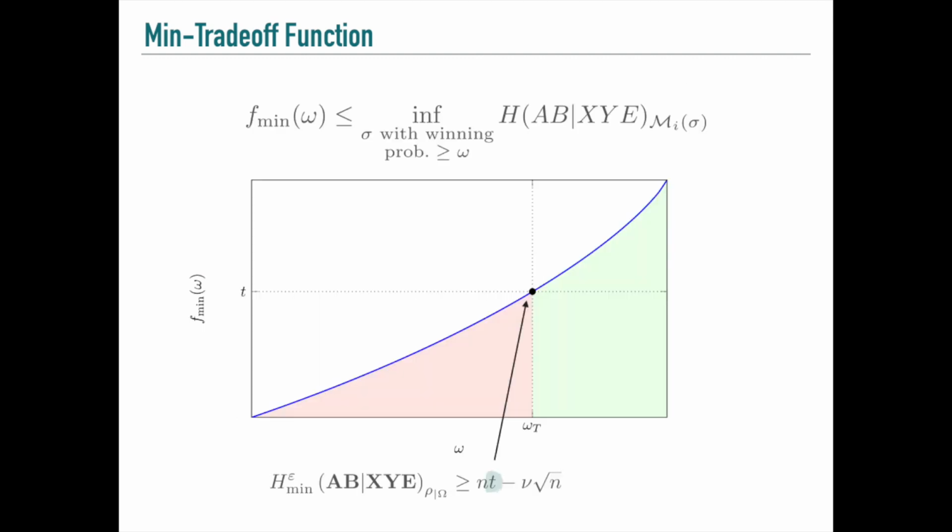If we take this curve that we had before, which we used in the IID case, or just in the intuition, this blue curve that we had from before, this basically gives you the min-tradeoff function.